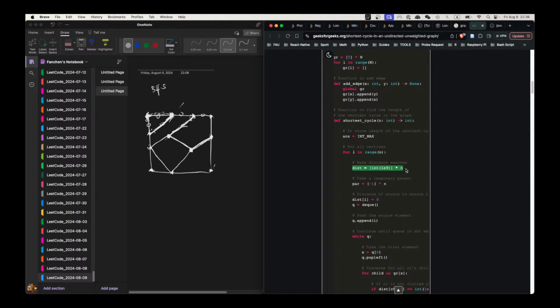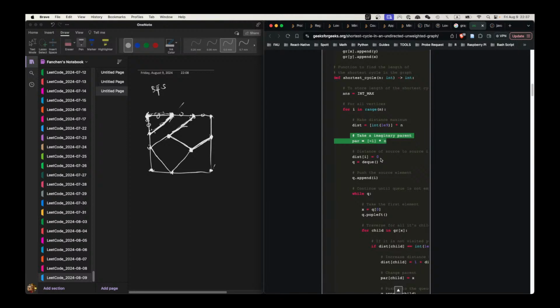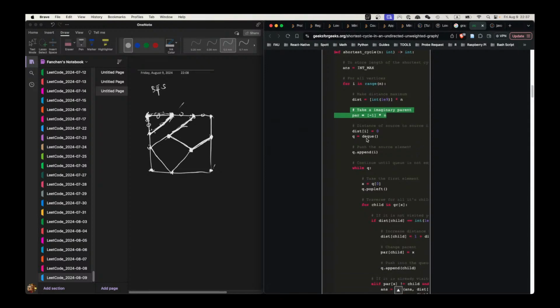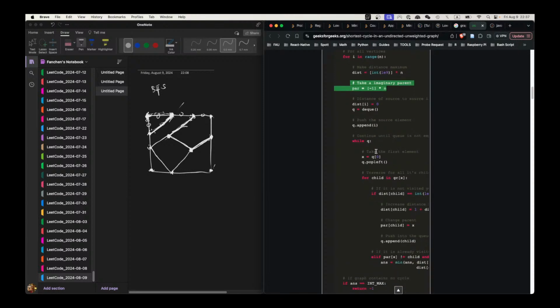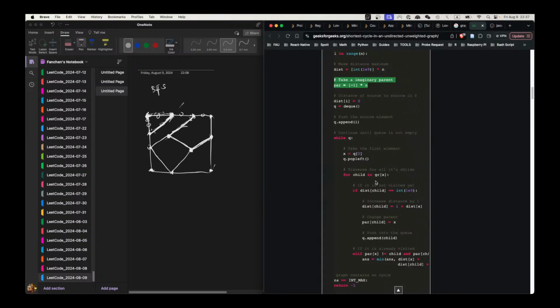Okay, we create a distance and parent. Okay, distance I is 0, so the distance towards this. Okay, now we put I into it. That's fine. And then we get the current node.